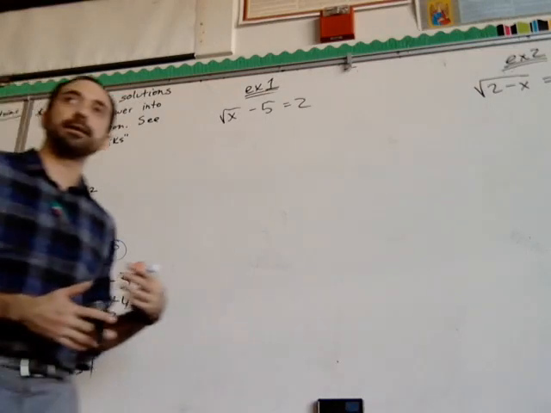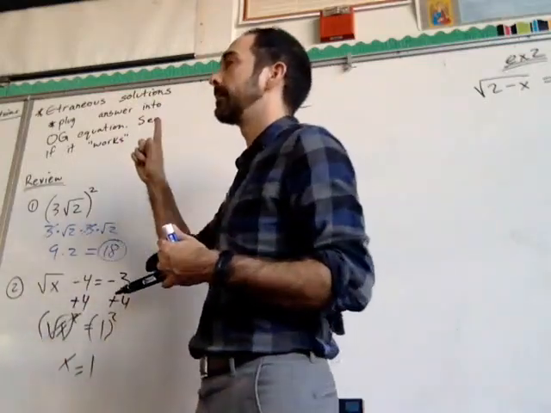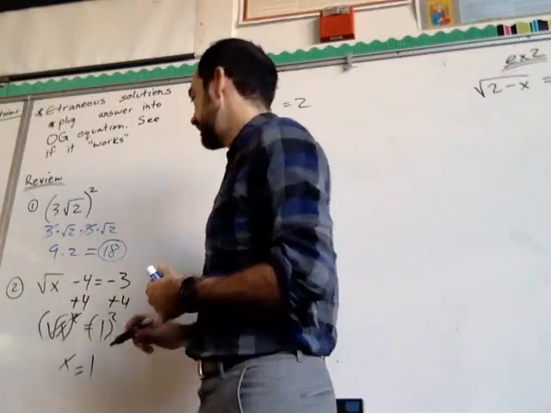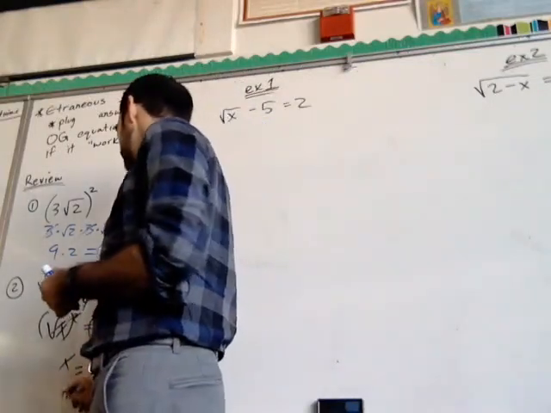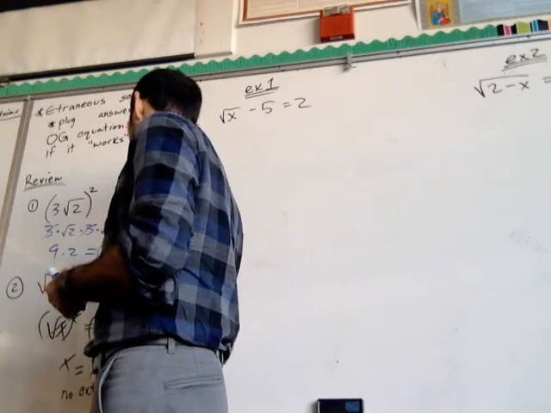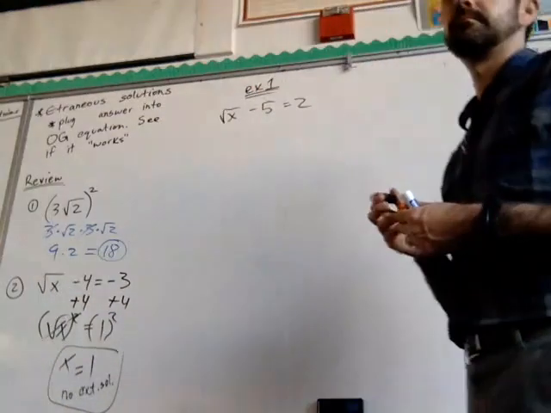Do we end up with the same value? Let's see. 1 over here. Square root of 1? 1. Positive 1 minus 4. Negative 3. Yes. So this works, and there's no extraneous solution. It's easy.